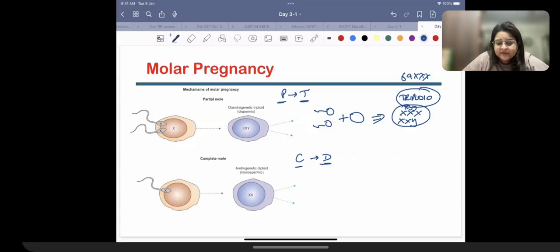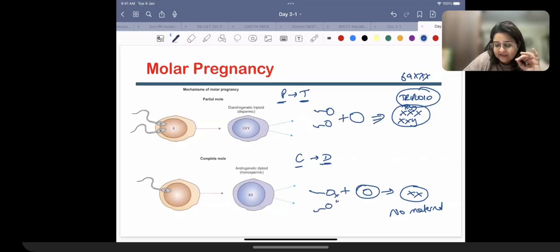Okay, what is happening in a complete mole? You have a sperm fertilizing an empty ova. This ova is empty. It has no genetic material. So this sperm fuses with this ova and it undergoes something called androgenetic duplication. So it forms a diploid embryo which has no maternal component, only paternal component. It could be XX, or if two sperms, an X and a Y, fuse with an empty ova, it could be XY also. But it is diploid, 46XX or 46XY.